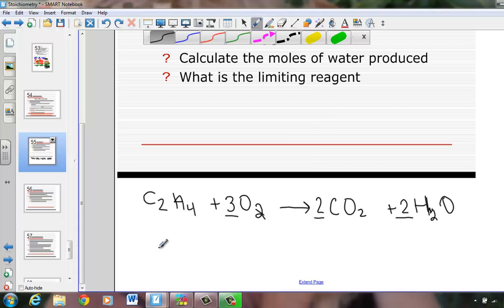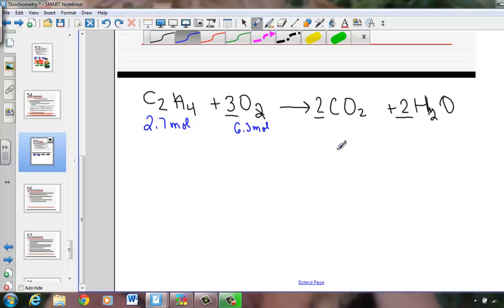We have 2.7 moles of ethene, so I'm going to just tabulate that as part of my given. I'm given 2.7 moles of ethene, and I'm going to react that with 6.3 moles of oxygen. We're being asked underneath, my desired quantity is what's the maximum yield of water produced, what's the limiting reagent, and let's also solve for the excess reagent. How much was left unused?